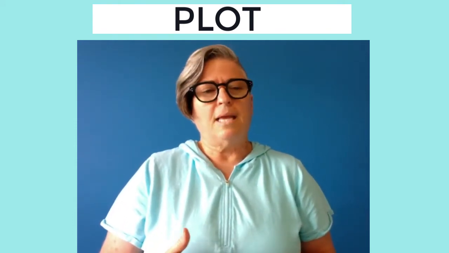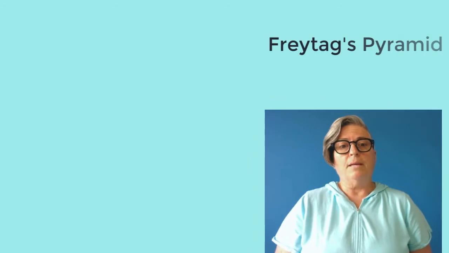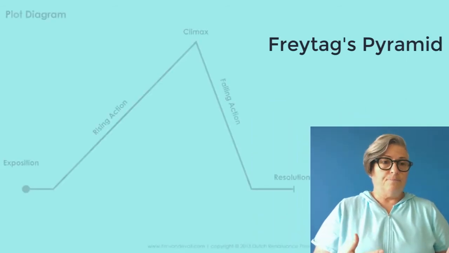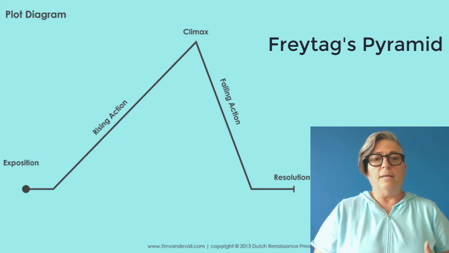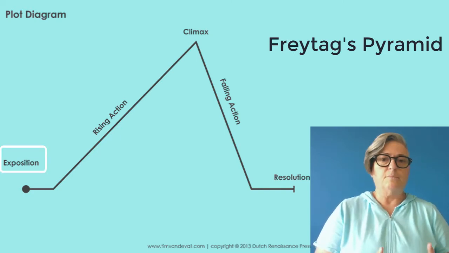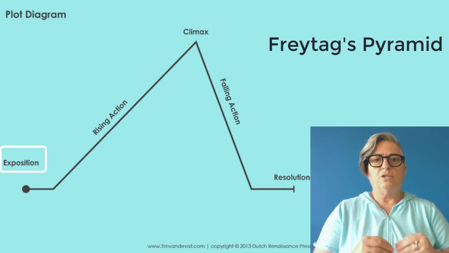To take a look at the structure, we're going to use a basic outline that was created by Gustav Freytag. It's called Gustav Freytag's Pyramid, and it looks like this. In its barest outline, we see, first, exposition. This is where the story starts. This is that beginning. Okay.